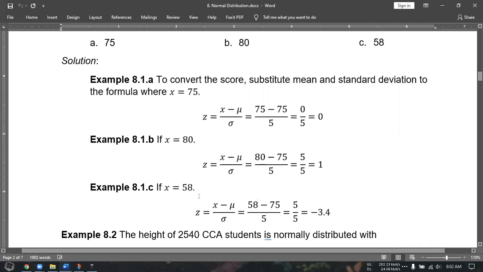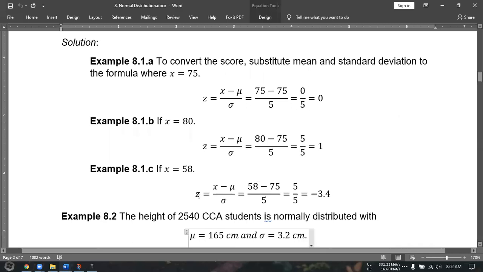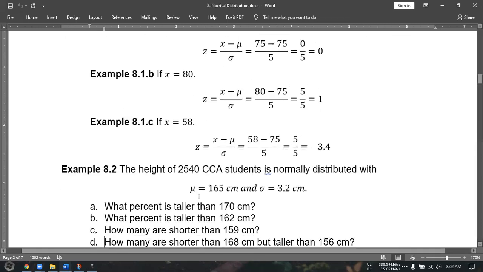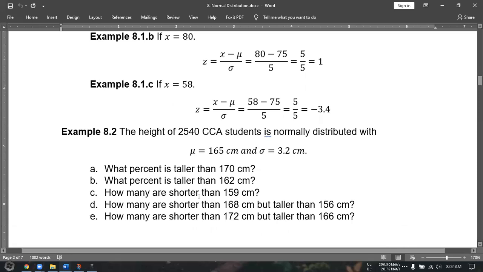Now we have another example. The height of 2,546 students is normally distributed with an average height of 165 centimeters and a standard deviation of 3.2 centimeters. We have to find these values. What percent is taller than 170 centimeters? What percent is taller than 162 centimeters? How many are shorter than 159 centimeters? I need the specific number of students.